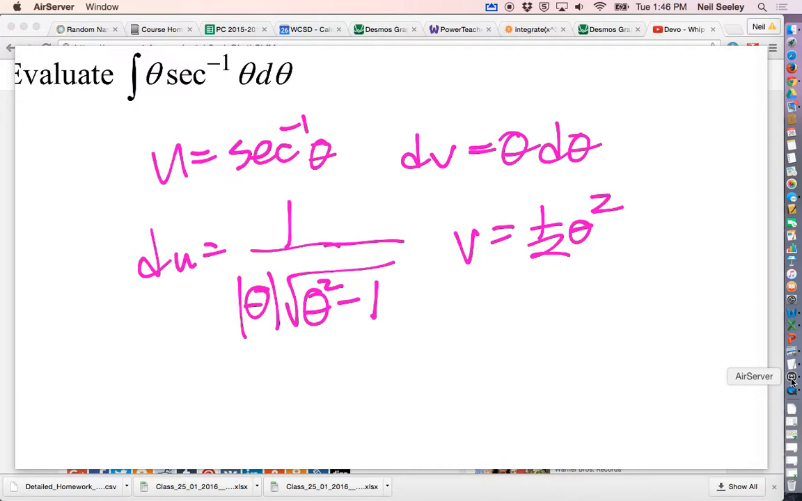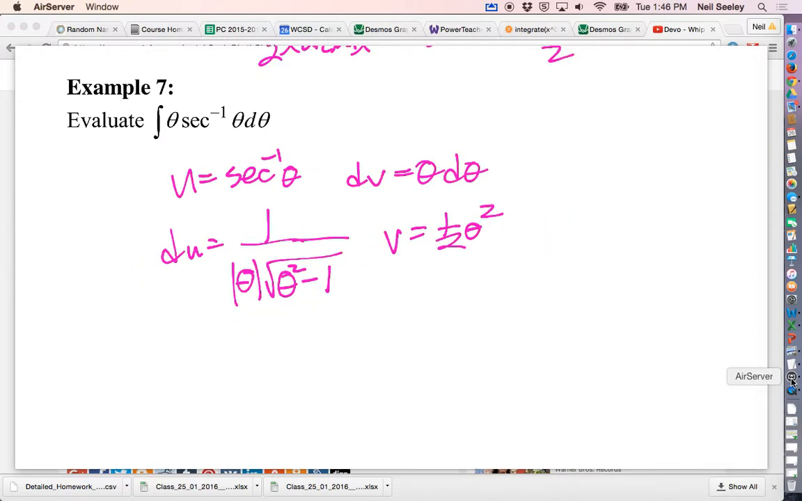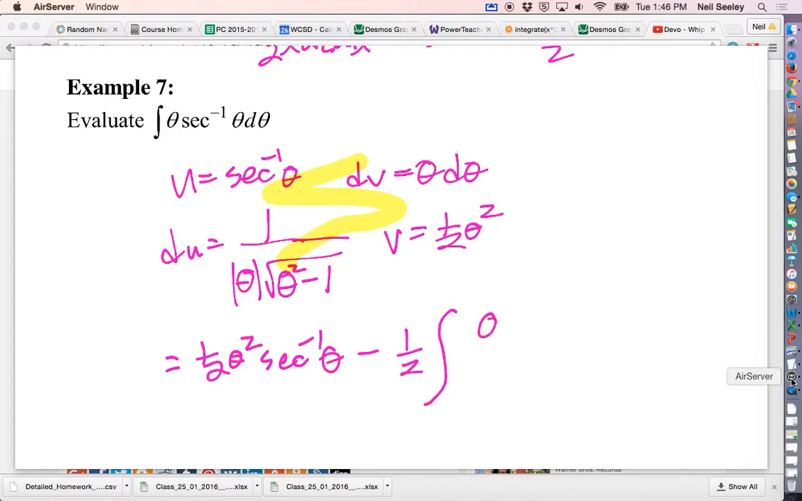Okay. Feeling pretty good? Let's do this thing. So uv, it's a little action. Okay, so we're going to go 1/2 theta squared arcsecant theta. Got it. Minus the integral of v du. I'm going to put the 1/2 out front. Theta squared over theta. Now, oh my goodness.